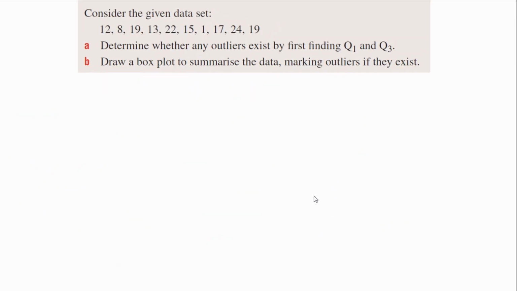Alright, so now it's your turn. Very similar question. Have a go at this one, and just unpause the video once you're ready to go through it with me. Once again, the first step is to find Q1 and Q3, and to do that we need to order it from smallest to largest. If you've done it correctly, that's what it should look like there.